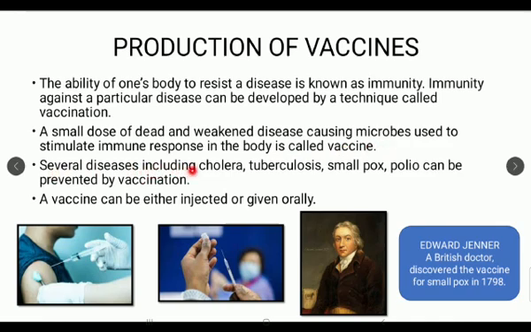Several diseases including cholera, tuberculosis, smallpox, and polio can be prevented by vaccination. A vaccine can be either injected or given orally. Edward Jenner, a British doctor, discovered the vaccine for smallpox in 1798.